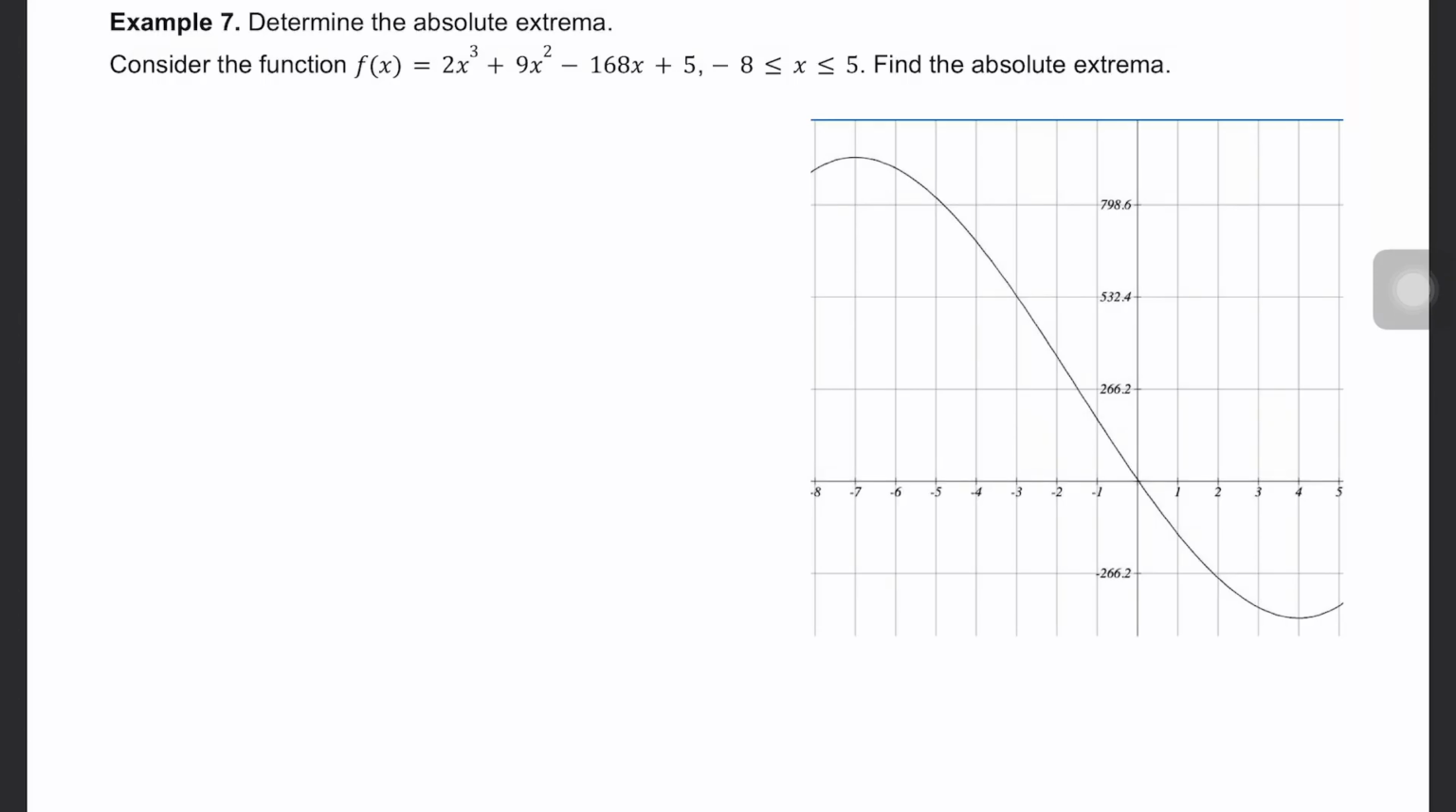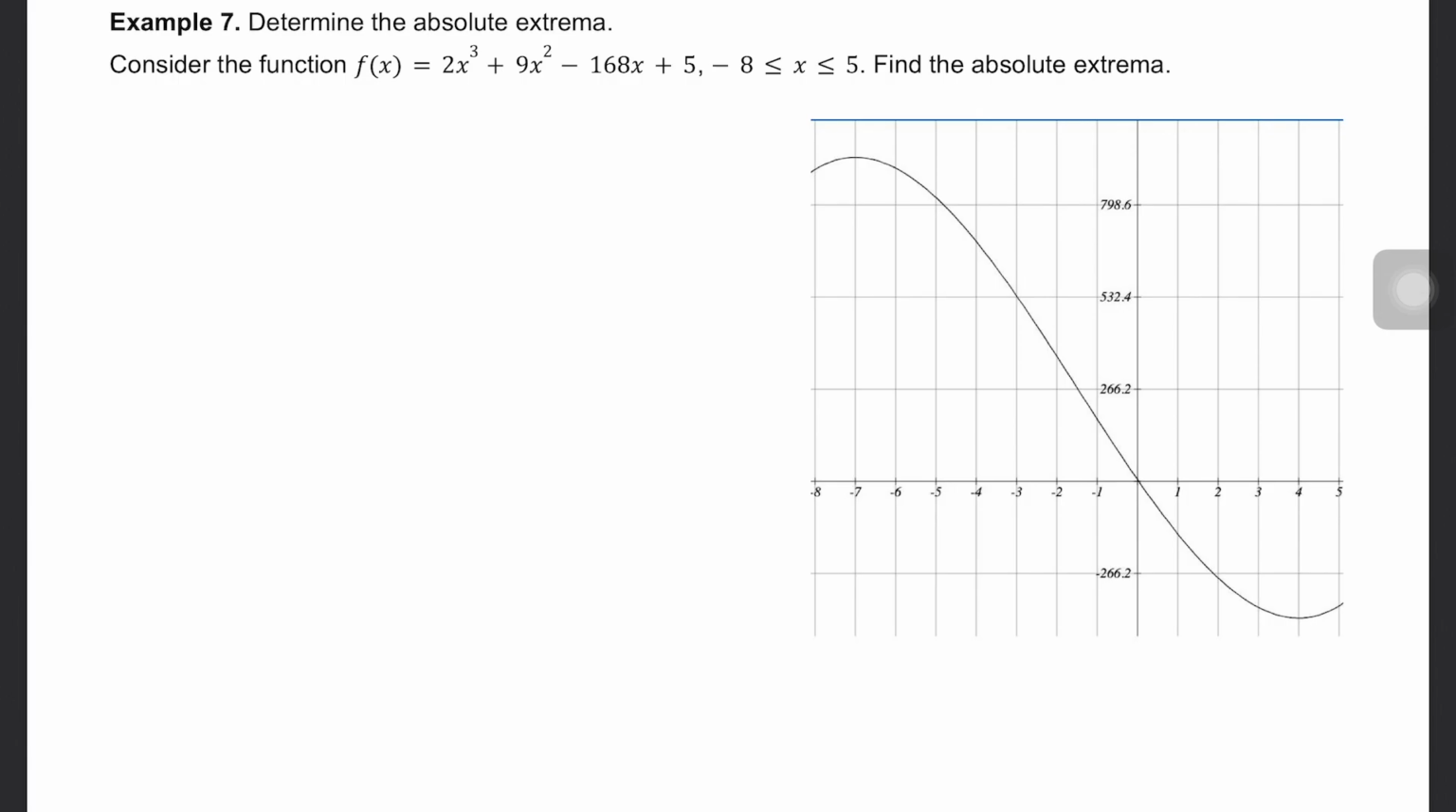All right, so example 7. In this example, we're going to do the same thing as we did in example 6. We're going to find the absolute extrema. In this case, we're also given the graph to give us an idea, a reference, a picture of the result that we got by doing the new system of finding absolute extrema. All right, so let's begin.